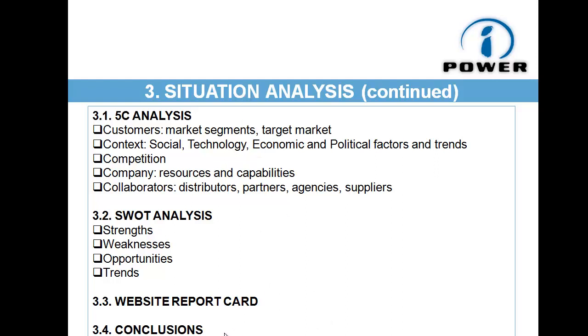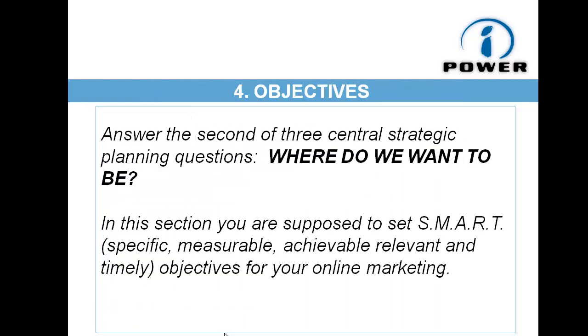And finally, don't forget to offer some conclusions, offer some key insights, whatever you learned about your key opportunities or maybe your key concerns. In section 4, you will be describing your objectives. In other words, the second of the 3 central planning questions: where do we want to be? This is where you can put your vision as well, but also your SMART, specific, measurable, achievable, relevant, and timely objectives for your digital marketing.